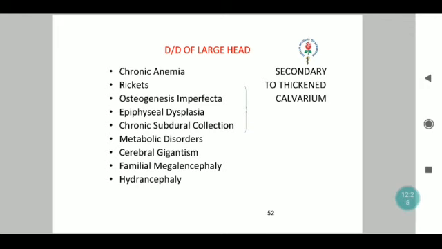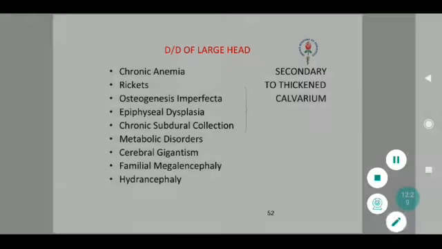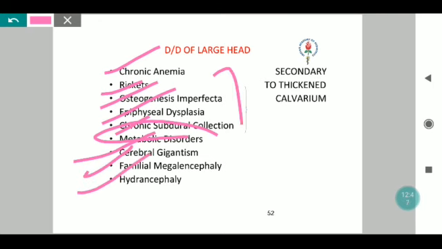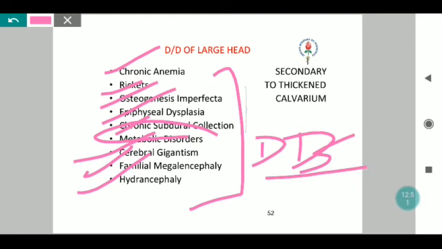So the final slide in this presentation is to know the differential diagnosis for a large head apart from hydrocephalus: chronic anemia, rickets, osteogenesis imperfecta, epiphyseal dysplasia, chronic subdural collections, metabolic conditions of all kinds, cerebral gigantism, familial megalencephaly, and hydranencephaly, all of which are differential diagnoses to keep in mind for a large head. And most of these can also be secondary to merely a thickened calvarium.